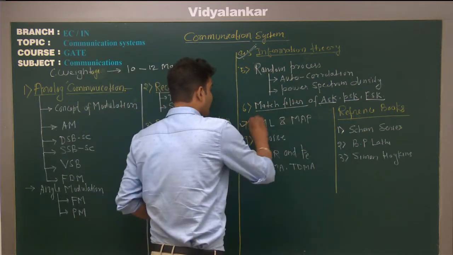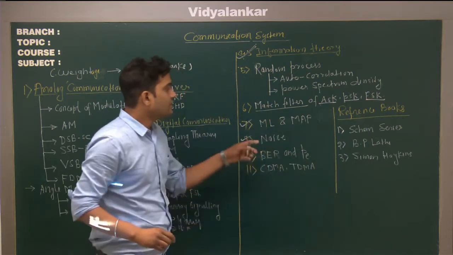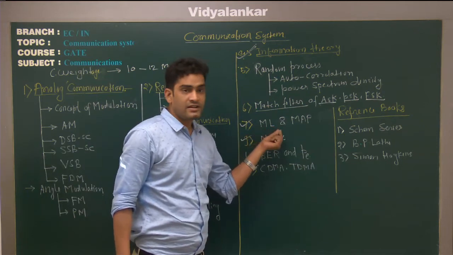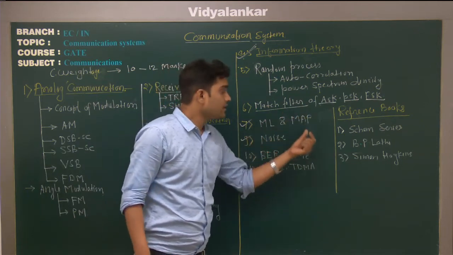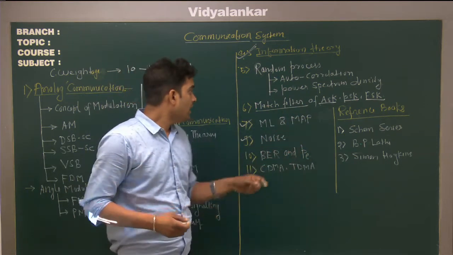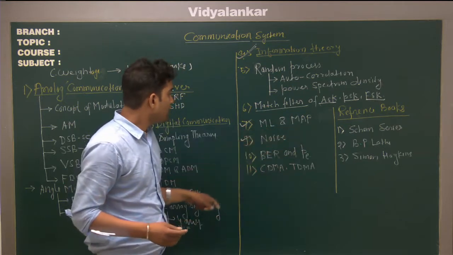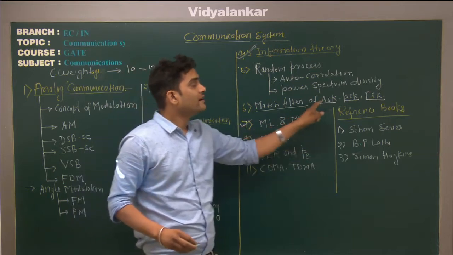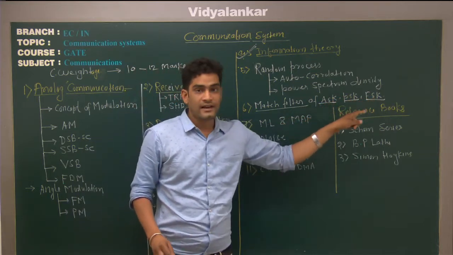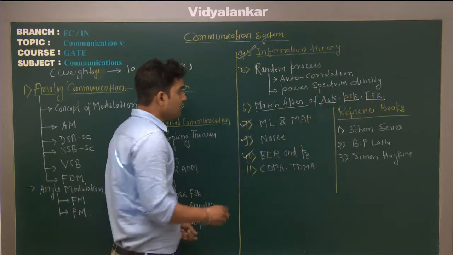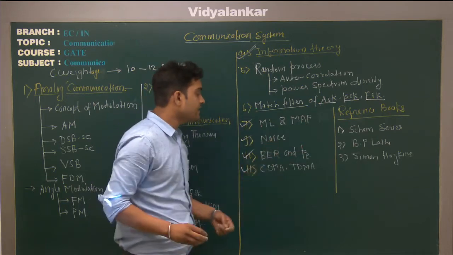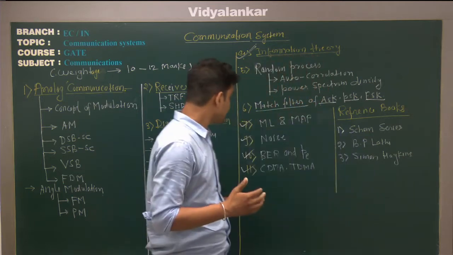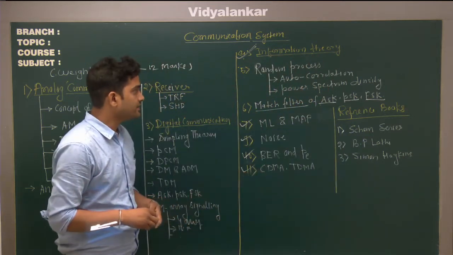And topics 7 and 9 are also very important for GATE. The 7th is maximum likelihood and MAP receiver. This is a new topic included in GATE, and these are very important topics. After it, we have to study bit error rate and probability of error for different modulation schemes, that is ASK, PSK, and FSK. And at the 11th chapter, we have to study CDMA, TDMA, and GSM. These are the multiple access schemes we have to study.